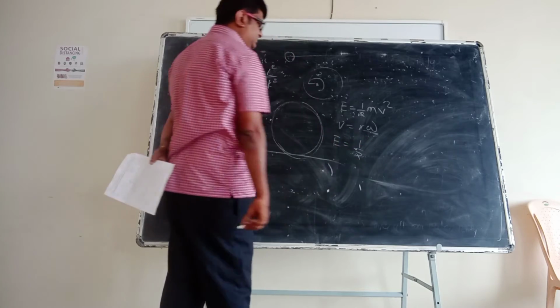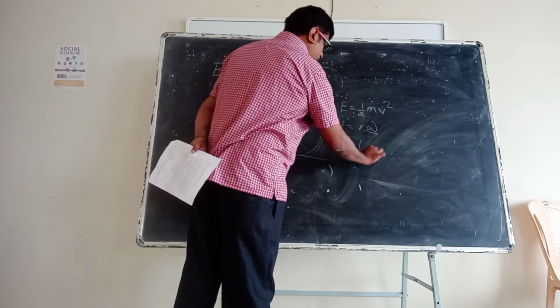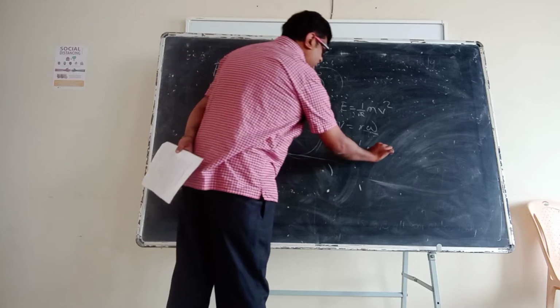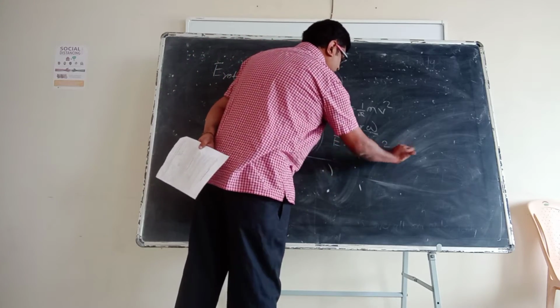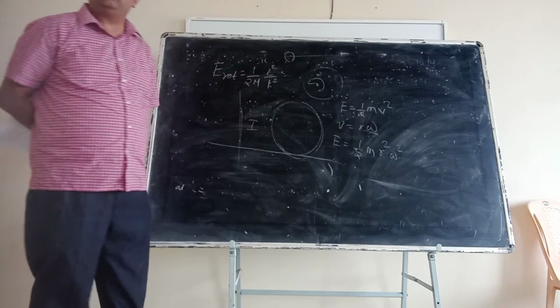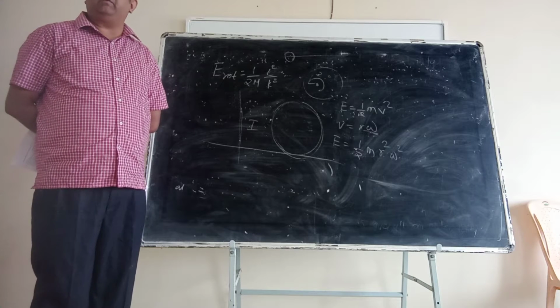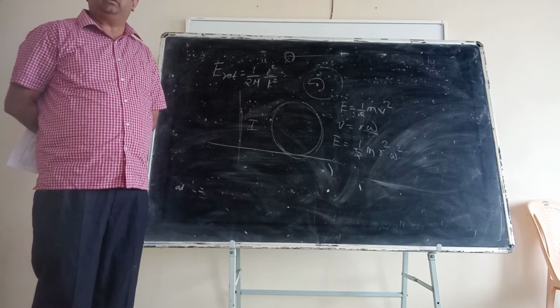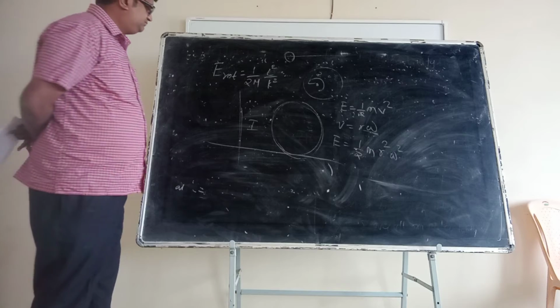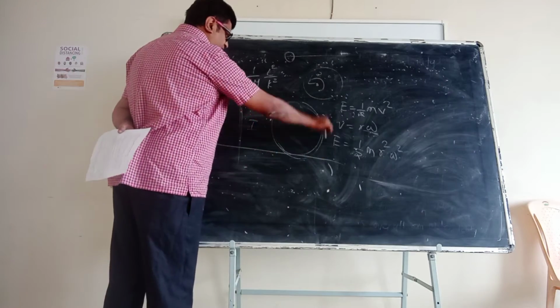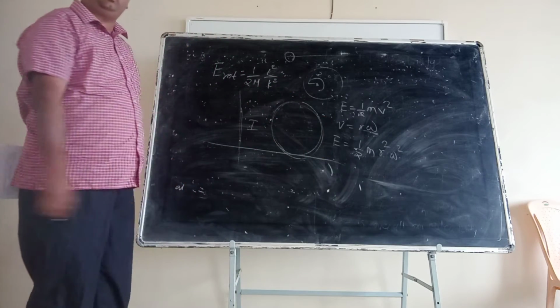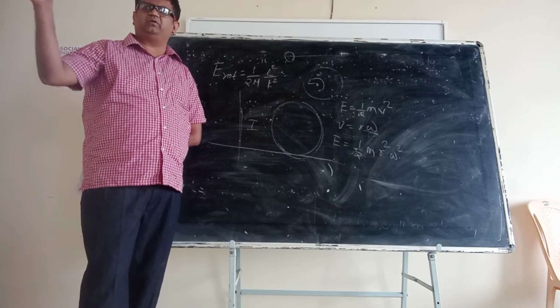So this expression, how can we write? Half m into v square. V square is what? R square omega square. Would you agree that? Right? You have converted from linear into angular. Right? Now, if you take a rigid body, it has got a lot of masses, m1, m2, m3, m4.